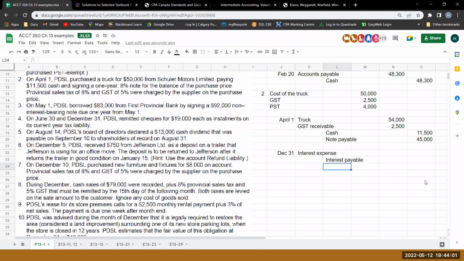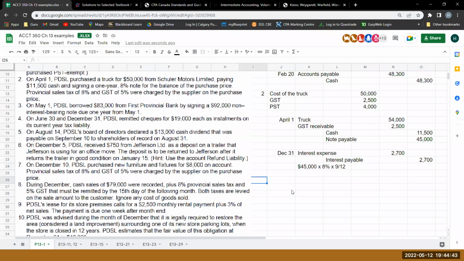So it's basically 8% of $45,000. That'll give you a full year's interest, but we will only be accruing from the 1st of April to December 31st. How many months is that? 9 months. So a year has 12 months. So 9 months is a fraction of a year. So let's take 45,000 times 8% times 9/12. That gives me $2,700. And that's what we accrue on the note.